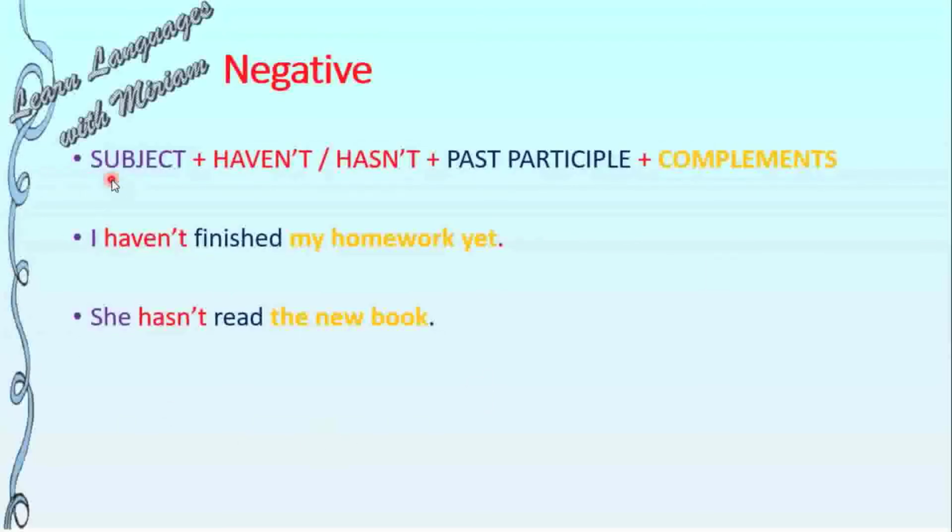How do we build the negative? First, we have the subject, then haven't or hasn't, then the past participle, and then the complements. Example, I haven't finished my homework yet. Or, she hasn't read the new book. Remember, we use has or hasn't for he, she, or it.